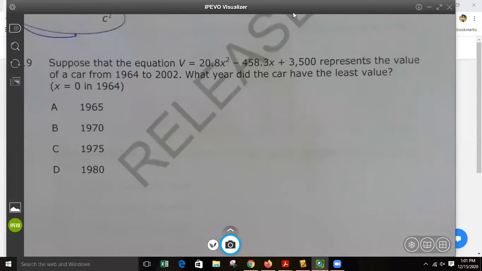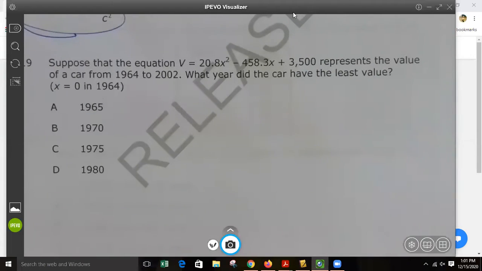All right, look at the next one. The next one I would use Desmos on. Remember, we're on calculator active, so you can do that. Suppose that the equation v equals 20.8x squared minus 458.3x plus 3,500 represents the value of a car from 1964 to 2002. What year did the car have the least value? X equals 0 in 1964.